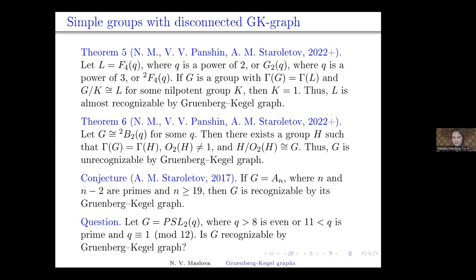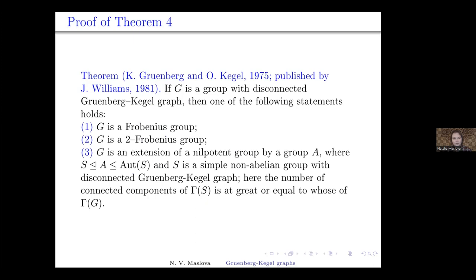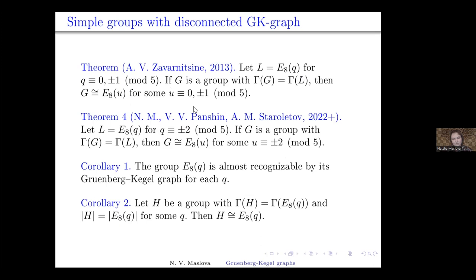And there is a question for groups PSL to Q: are they recognizable by Gruenberg Kegel graph if Q is even and greater than H, or Q is an odd prime which is greater than 11 and equals 1 modulo 12? And what about some more words about our theorem on almost recognizability of EH Q by its Gruenberg Kegel graph.